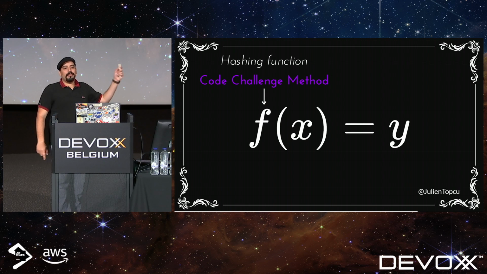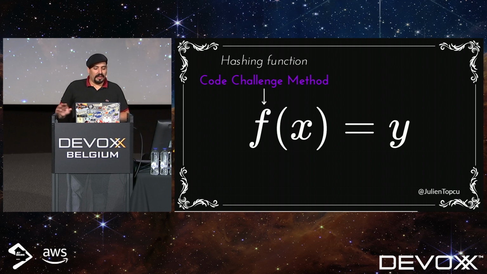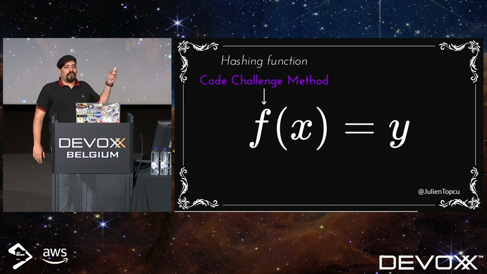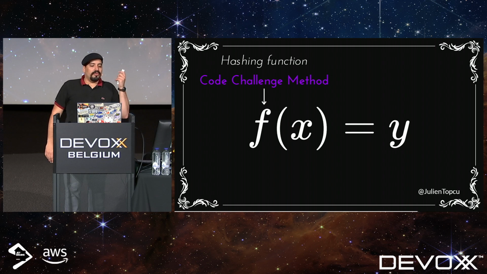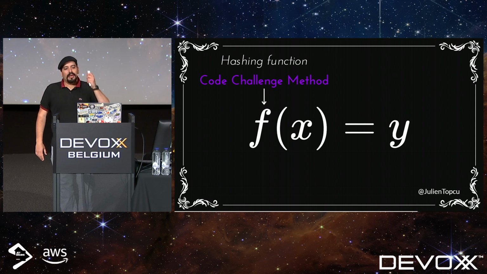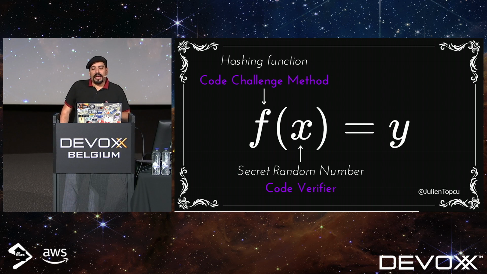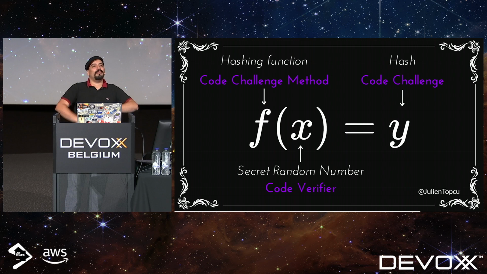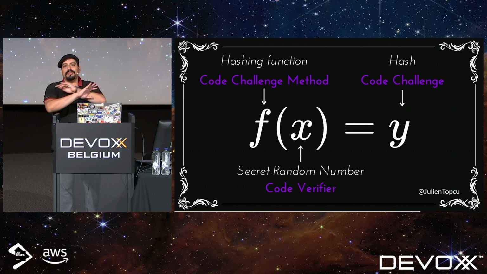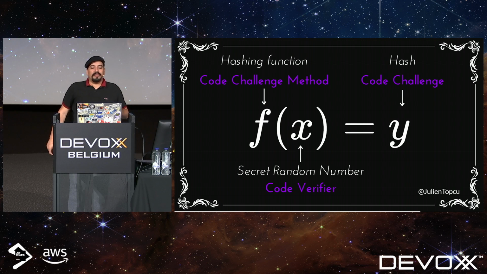That's still possible, but it is really, really hard. So it means that you can pass the hashing function publicly, it doesn't have any impact. The hashing function in OAuth is called the code challenge method. The x, which is the secret random number, is the code verifier, and the y, the hash, is the code challenge. So the code challenge and code challenge method can be disclosed with no impact. So it means they can be exchanged on the front channel. And then, to make sure that it was the right person, the code verifier is exchanged on the back channel.